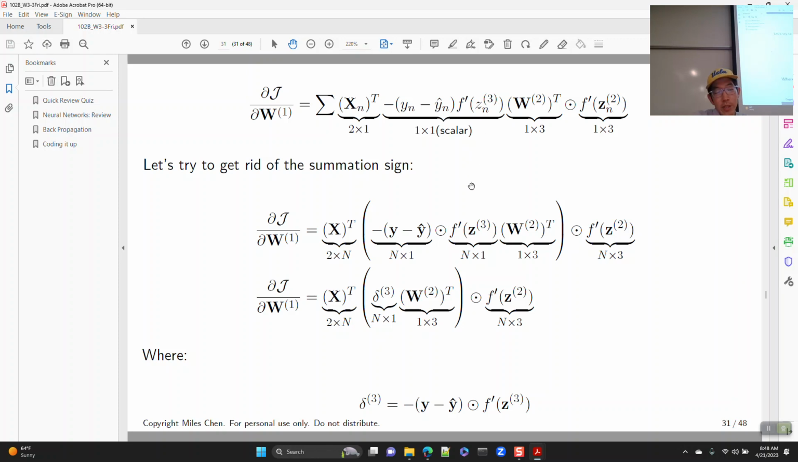And we say, oh yeah, we're doing element-wise multiplication here, right? And so this is the same term from earlier, where we had y minus y hat element-wise multiplied by f prime z3. So we can call that delta 3, but we can still have this thing. Okay, W2, there's no subscript n, so there's no expanding. It's just the same 1 by 3 matrix for all of this.